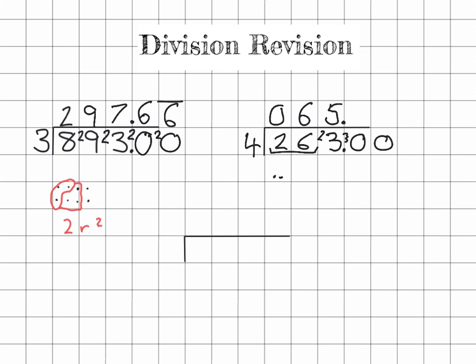So we've got 30 divided by 4. Well, we know 28 is 7 times 4, so we've got 7 can fit in, 2 left over. And 20 divided by 4 is 5. So that is our exact answer. It doesn't go on forever like the other one. It's 65.75.